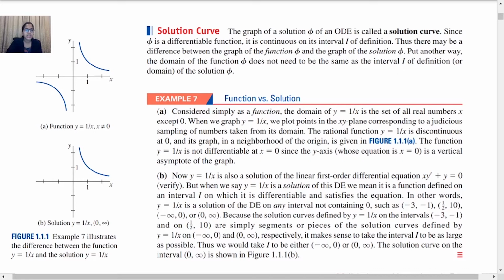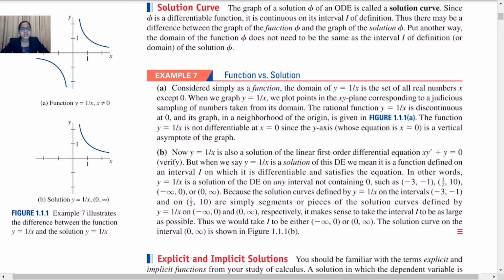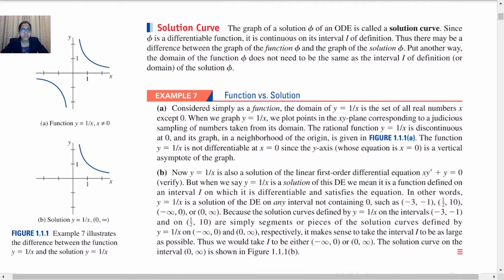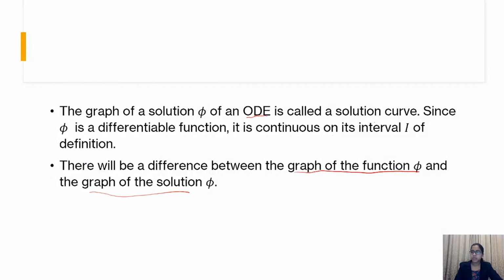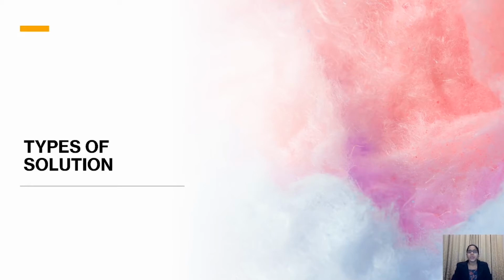So this figure is just depicting the solution y equal to 1 by x in the interval 0 to infinity. So that is the positive part, that is the upper part. That is the definition of our solution curve. You don't have to get much worried about it. It's just the graph of the given solution, which is a function. And since we are concentrating on an interval of the solution, we have to just draw the graph at that particular given interval. So that's about solution curve.